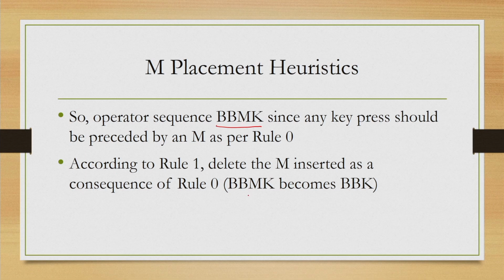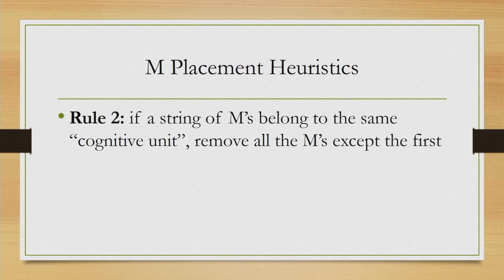According to rule 1, this M may be removed because it is already anticipated in BB. So, whenever you are placing the cursor, you already are aware that you are going to type. So, it is already anticipated in BB that there will be a K. So, this M is no longer required. So, the BBMK becomes BBK. So, that is the idea of rule 1.